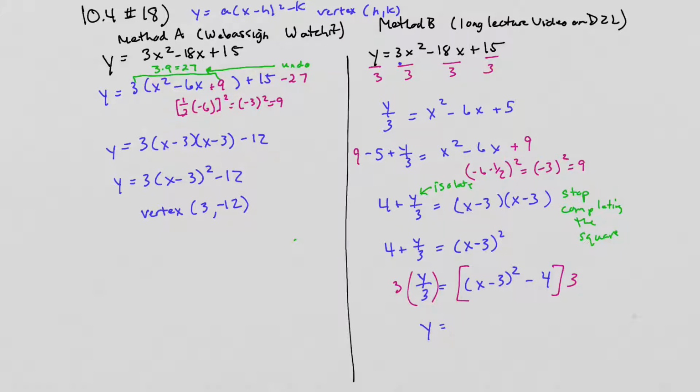So y equals 3 times x minus 3 squared minus 12. So the 3 is distributing. You have the 3 times the x minus 3 squared and the 3 times the negative 4. Do not distribute the 3 through the parentheses. Your order of operations says that this exponent has to happen before you can distribute any 3. So whichever way you do this, you get the same answer. y equals 3 times x minus 3 squared minus 12.